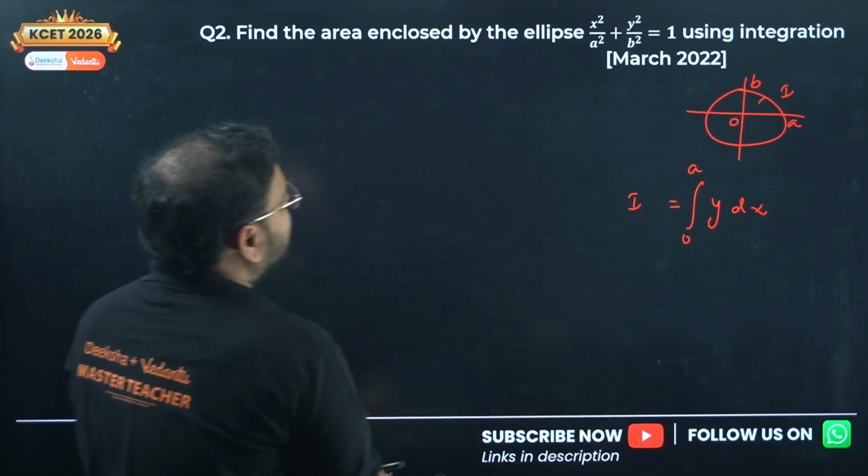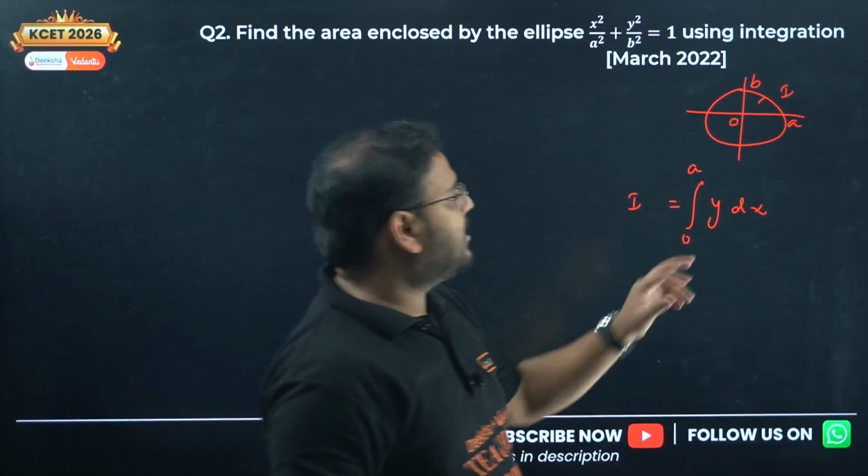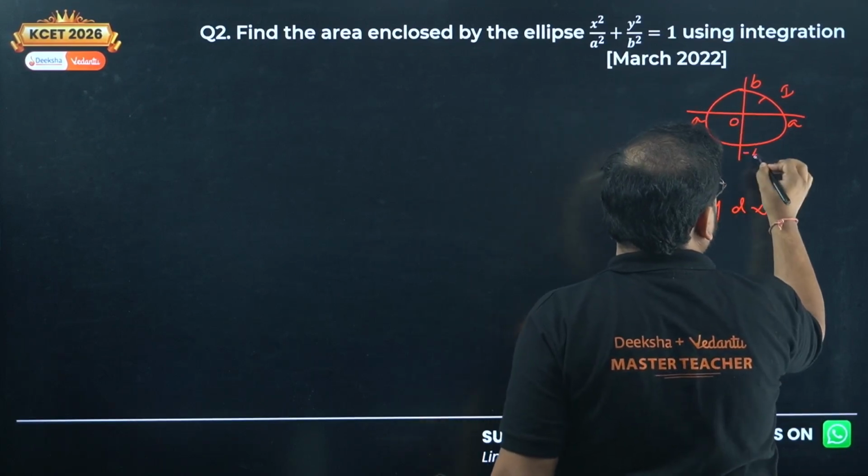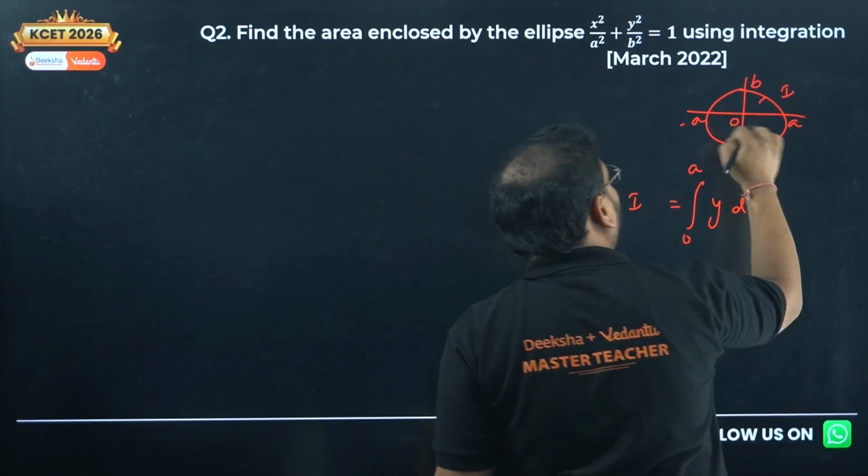Once we have this, you can see here it will be symmetric in nature. Okay, this will be minus a, right? This will be minus b. So this also is equal to this one, and they are all equal in nature.